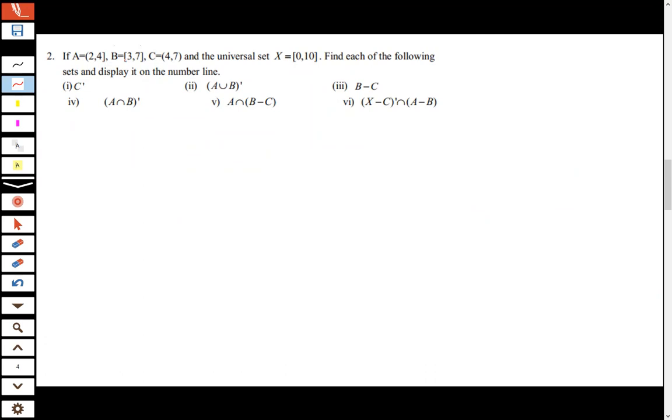So we have A being equal to that. A is open at 2, closed at 4. B is closed on both ends. C is open on both ends. And the universal set has been given to be that. Find each of the following sets and display it on the number line.